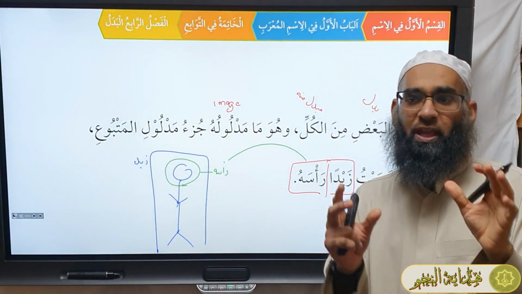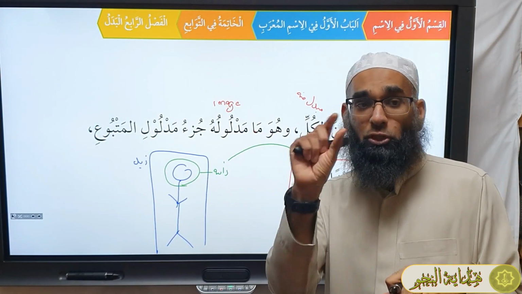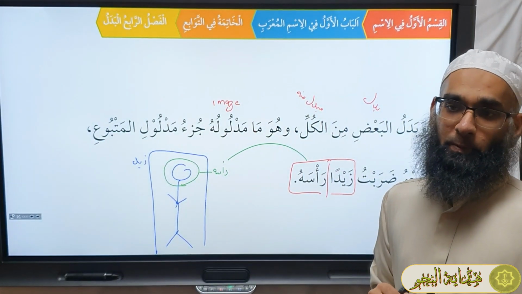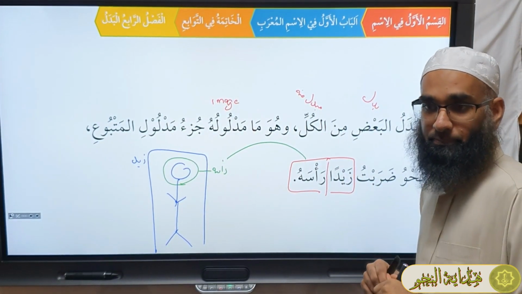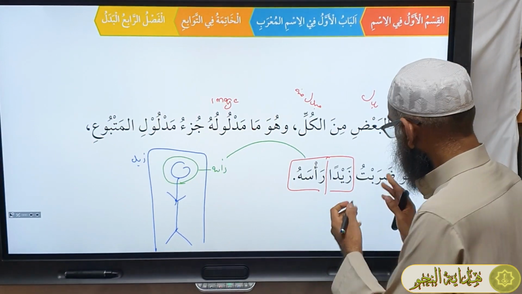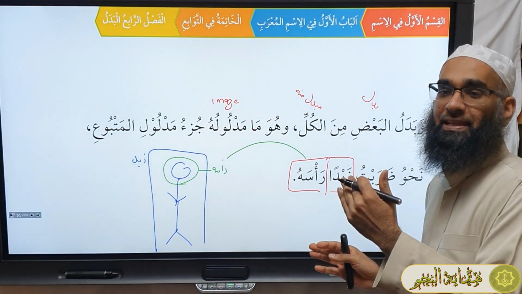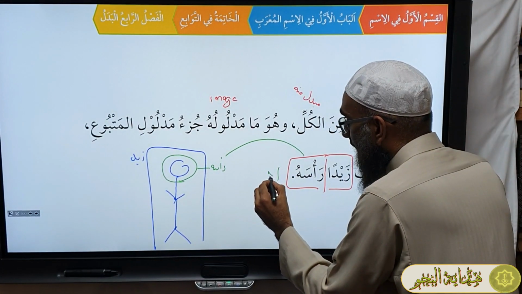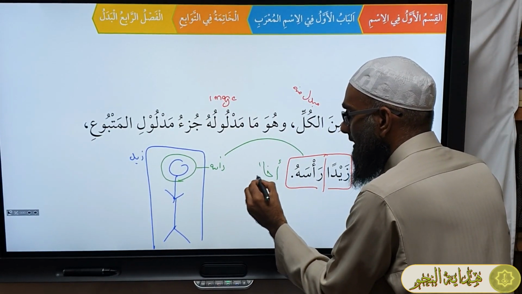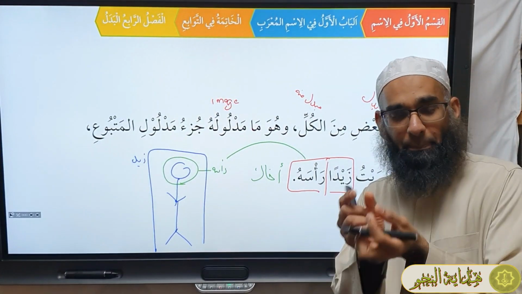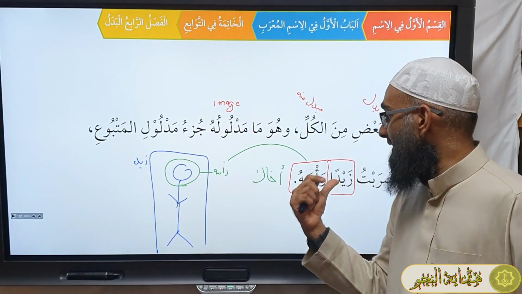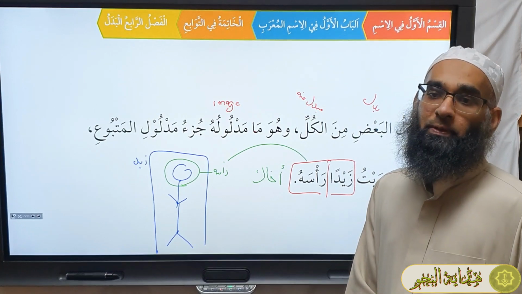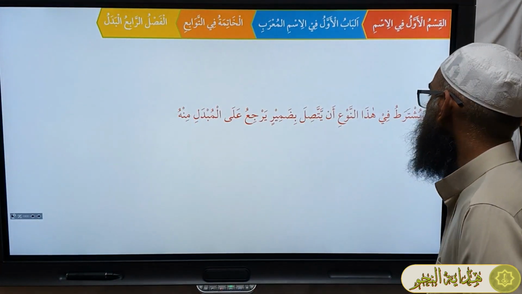It is a positive phrase where the badal is a part, a juz, a section of the main mubdal minhu. Do you understand? Darabtu Zaydan, I hit Zayd. If it was badalul kull, you say darabtu Zaydan akhaka, I hit Zayd, your brother. And if the badal is a part of it, you say darabtu Zaydan ra'sahu. That's badalul ba'd. And the first one is badalul kull. Okay.